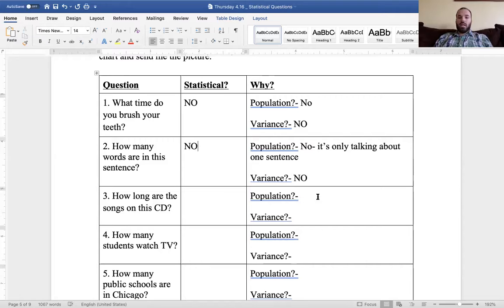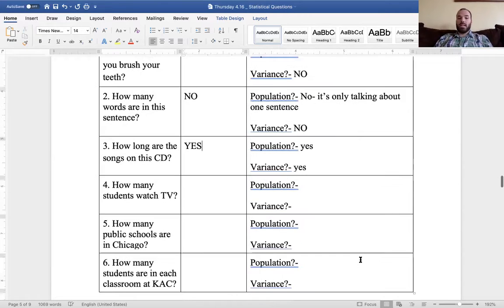How long are the songs on the CD? Is there a population? Yes, there's more than one song on a CD. I know CDs are a little antiquated for you guys, but there are such things as CDs. Is there variance? Yes, not every single song on that CD is going to be the exact same length. So because there's variance and population, we'll say yes, that is.